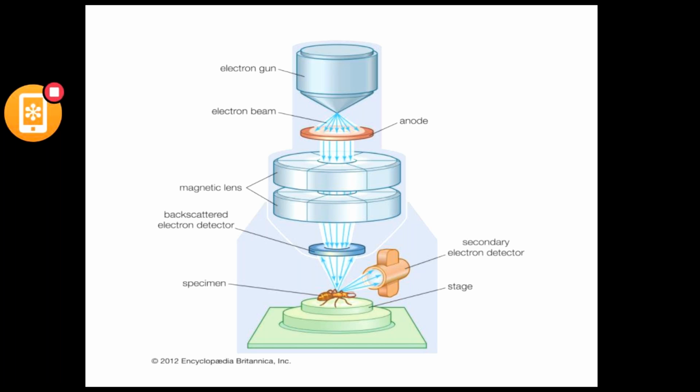Previously we have seen the components of a transmission electron microscope. In this picture, we can see the components of a scanning electron microscope. You have an electron gun, which will emit an electron beam. There's an anode. Then you have magnetic lenses in order to magnify and direct the electron beam. Then you have the backscattered electron detector and a secondary electron detector. And you can see the specimen and the stage. So this is the structure, or the components, of a scanning electron microscope.